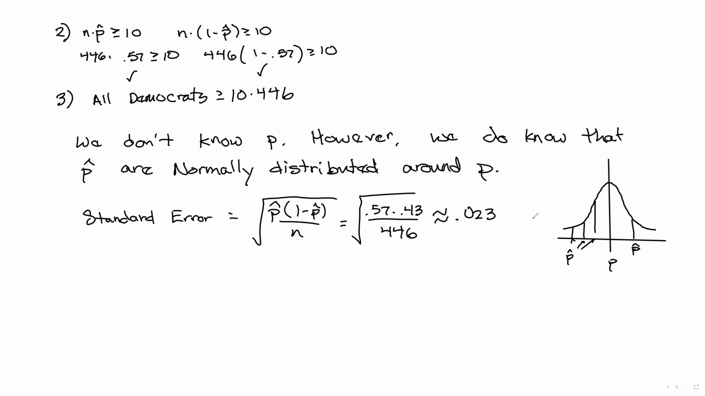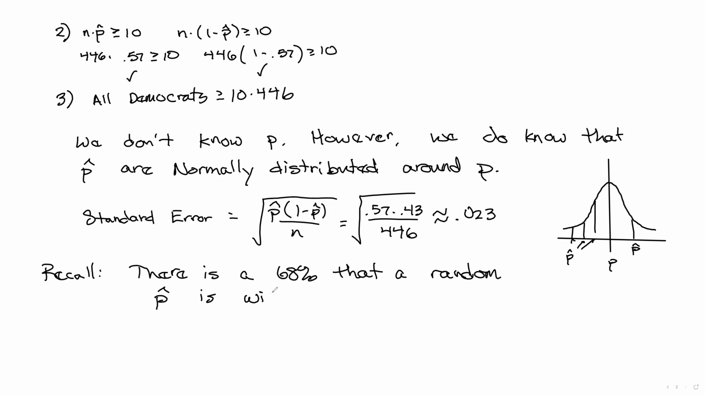All right. And so we can even do more than say that there is a normal distribution around P. We can even say that the standard deviation or the standard error of that distribution, starting at our unknown P, if we go out 0.023 in each direction, one standard deviation in each direction, then 68% of the results are distributed around P. So this is another way of saying, actually let me do it this way, I'm changing my notes here: there's a 68% chance that a random P hat is within one standard error of P.